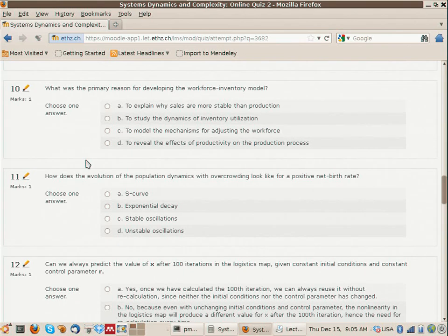What was the primary reason? This was the primary reason. This is what we observed in the beginning. Okay? In the beginning, meaning we started off with this empirical fact and we tried to explain it.